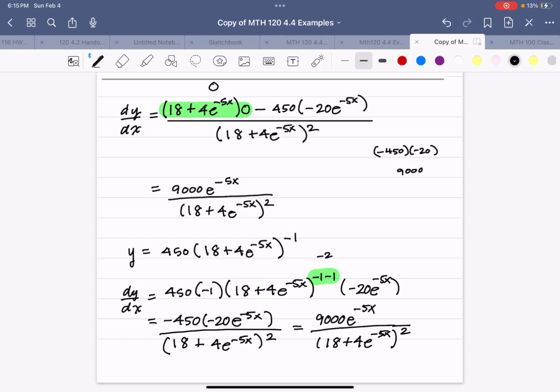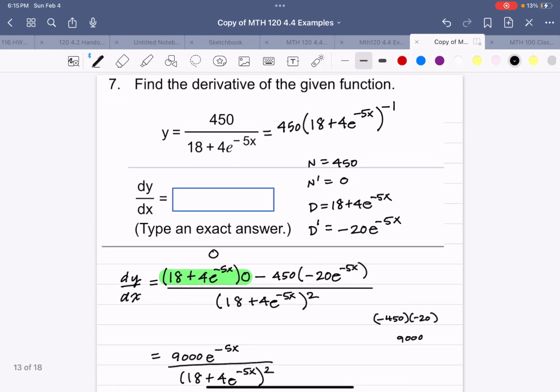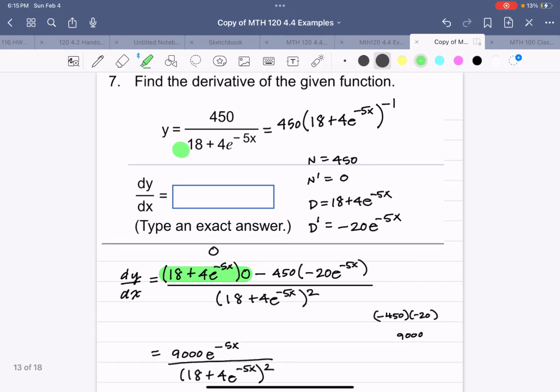So you'll notice we get the same answer regardless of using the quotient rule or the power rule, but you would have to know to use the power rule that this denominator has to be moved to the numerator with a minus 1 exponent.